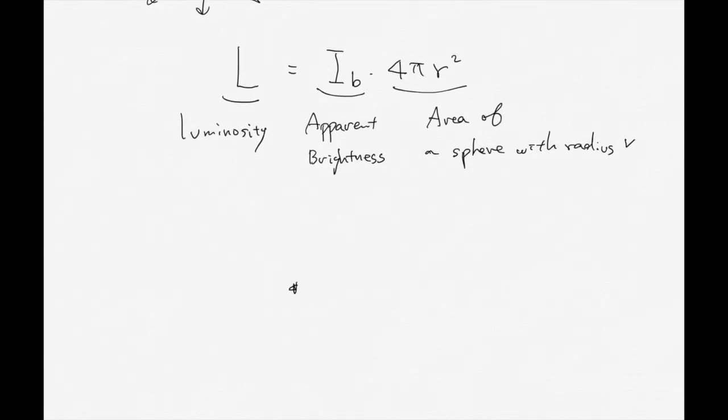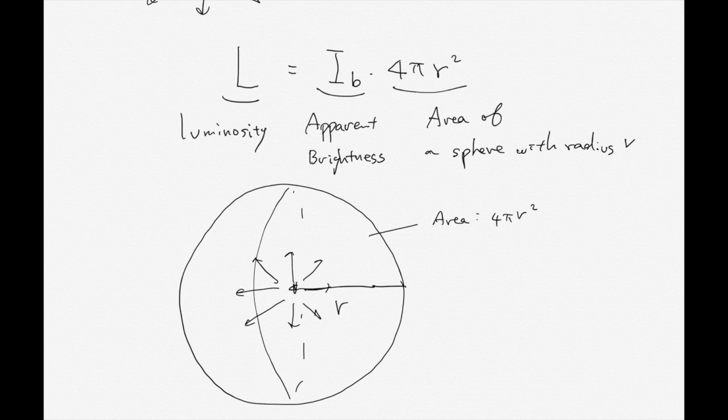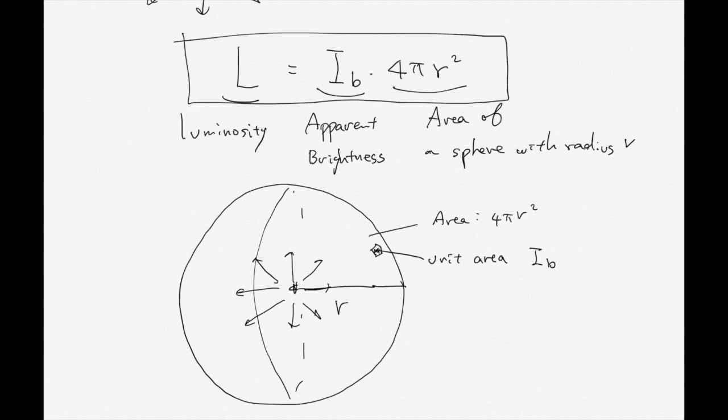Because now we consider the star is located at the center, and then considering the sphere with the radius of r, the total area of the sphere is given by 4 pi r squared. So the light from the star passes through all the directions uniformly, then we could consider a really small area, the unit area. Then how much energy passes through the unit area is the apparent brightness. So you can understand luminosity is obtained by the product of the apparent brightness times the area of the sphere with radius of r.